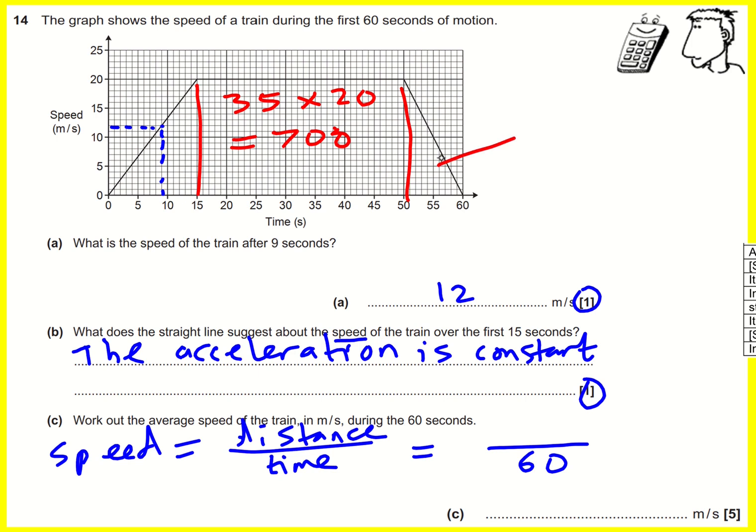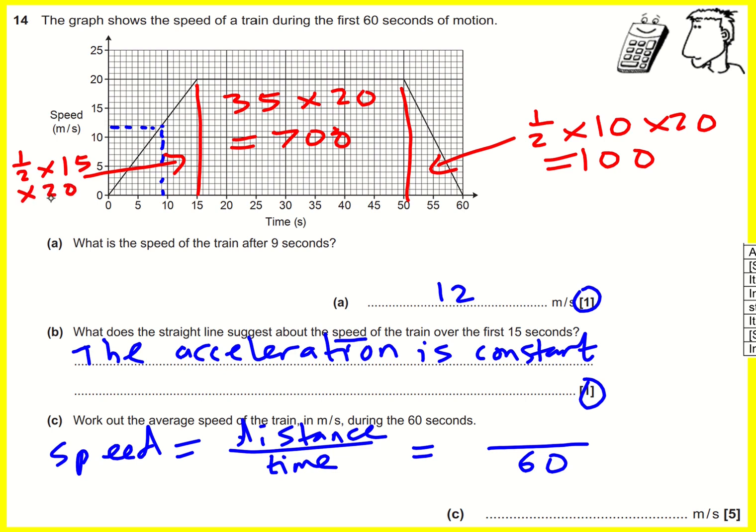Okay, if I want to do this one over here, then it's a triangle, so it's a half times base times height, and that's going to be 100. And then finally, over here, I've got a half times 15, that's the base, times 20. And that's going to leave me with 150. So my distance is going to be 150 plus 700 plus 100.